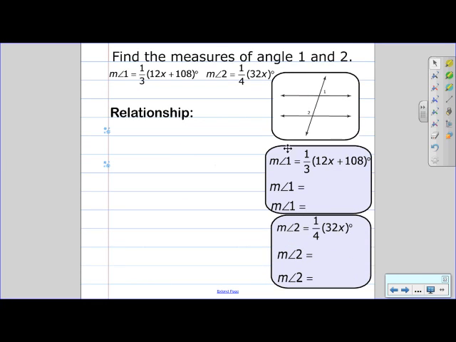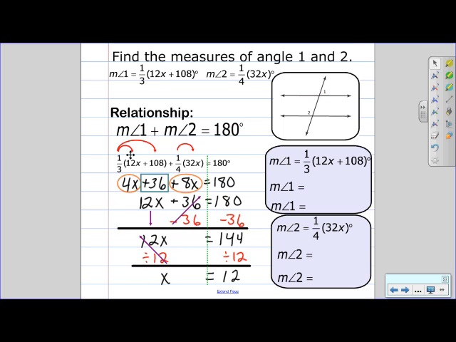Here we have to find the measure of angle 1 and angle 2, and looking at these two angles, we can see that they are supplementary angles, which means that their sums will equal 180 degrees. So then we need to take the equations that are given, we're going to add them together, and then their sums will equal 180 degrees. So now we have to solve for x.